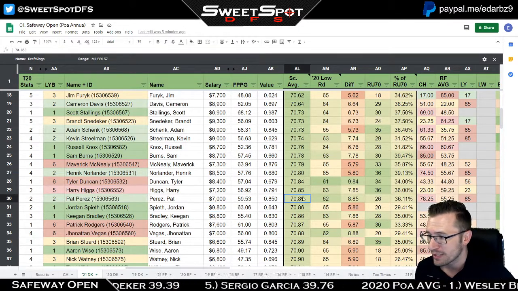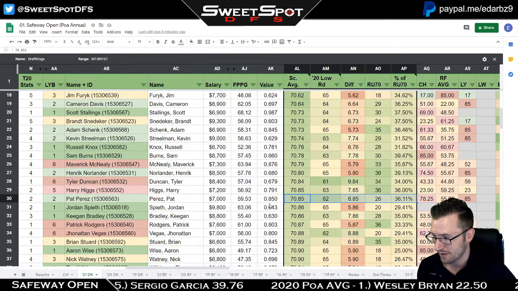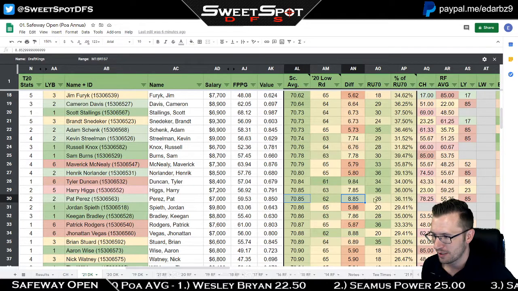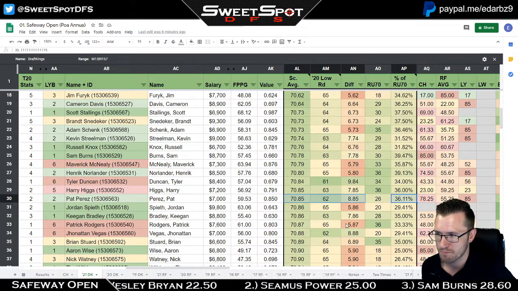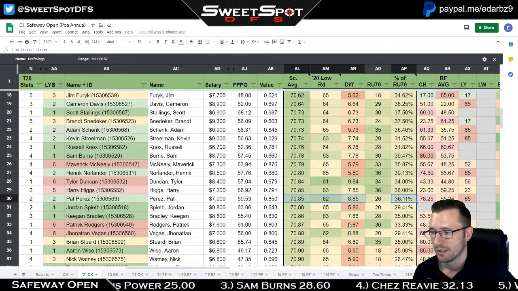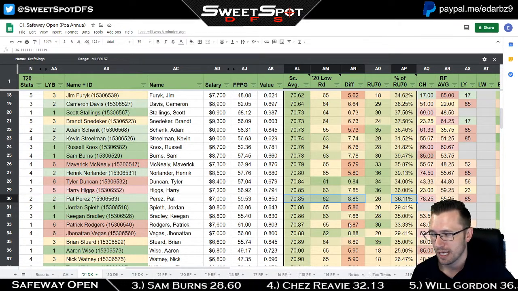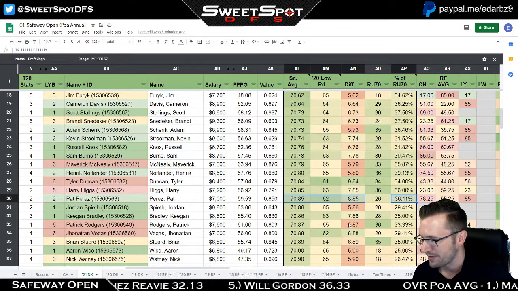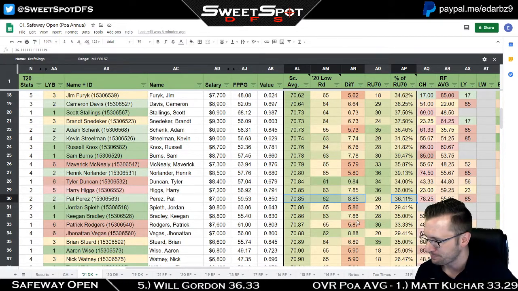Now, Pat Perez, who's just above him, has a better scoring average, better differential, a lower round, and more times under 70 than Jordan Spieth. That would be a better play, in my opinion, than Jordan Spieth. Pat Perez. If there was a head-to-head, I would bet it.